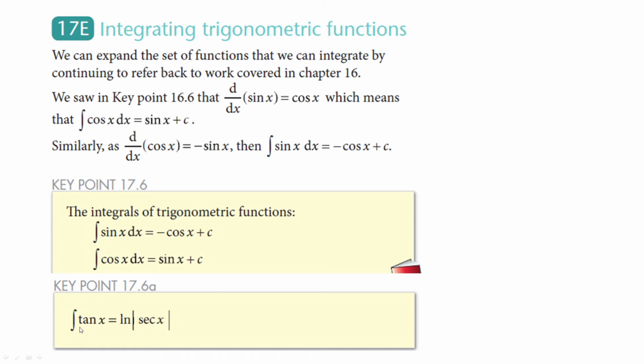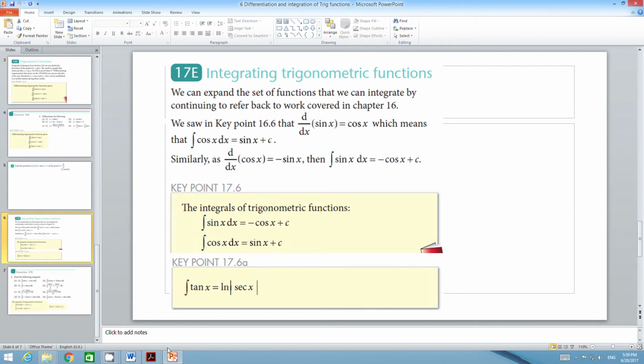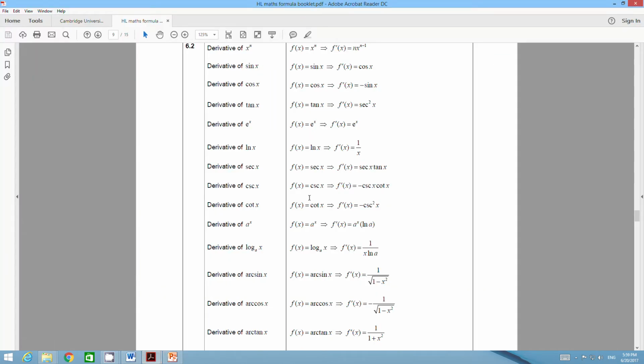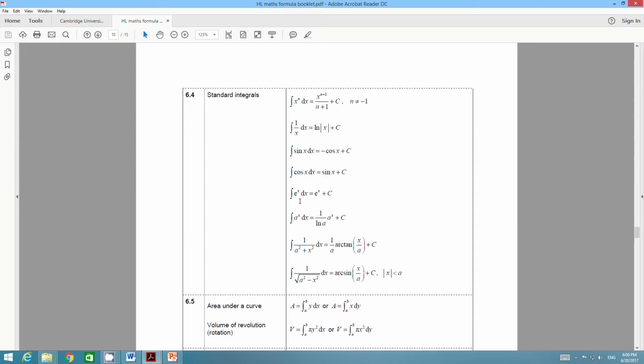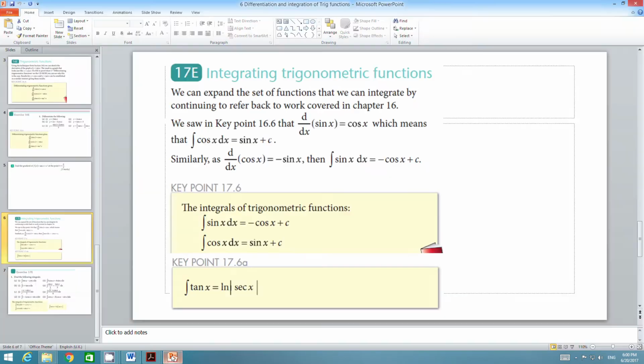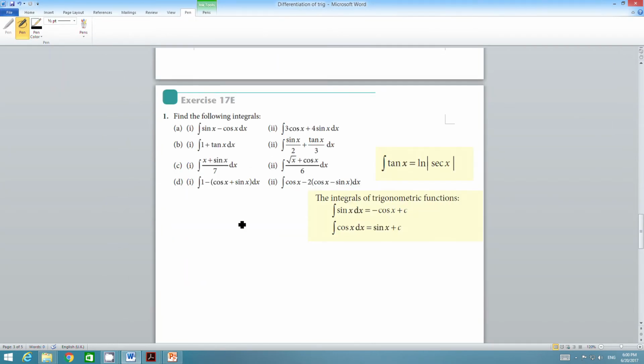Now, if I want to find the integral of tangent of x, it is equal to the natural log of secant of x. Now, if I go to the formula booklet, so these are all the derivatives, I scroll down and I find standard integrals. I will see here the integral of sine of x is negative cosine of x, the integral of cosine of x is sine of x. But we do not see anything about the integral of tangent of x. So make a mental note that you will have to go and remember this integral as it is not on the formula booklet. So let's go and apply this knowledge to some problems.